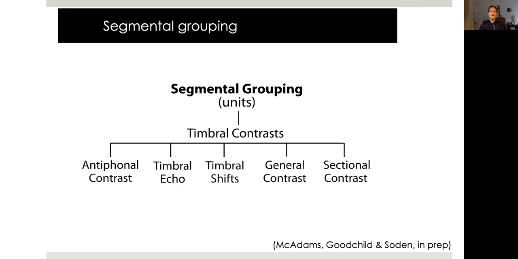So here's the grouping taxonomy for segmental grouping. And here there are several subcategories of timbral contrasts, such as antiphonal contrasts alternating between instruments or instrumental choirs, the echoing of a pattern in one instrument by another that simulates distance, the shifting of a musical pattern from instrument to instrument in a chain, general local contrasts that don't conform to these three, and then larger scale sectional contrasts.